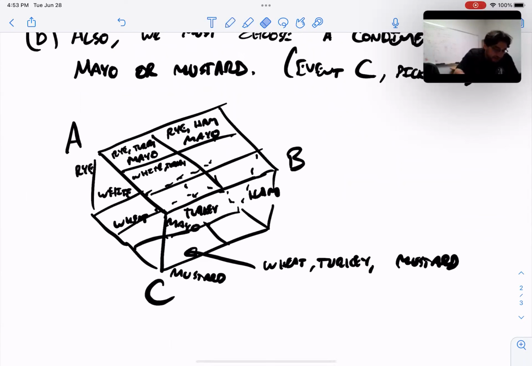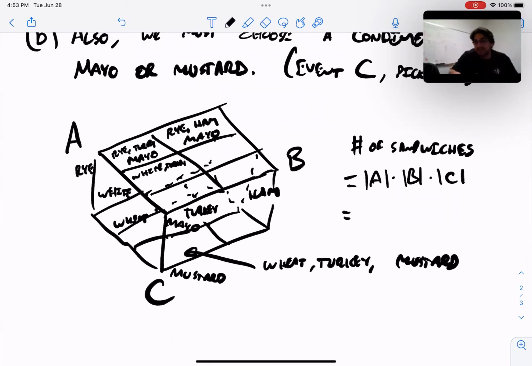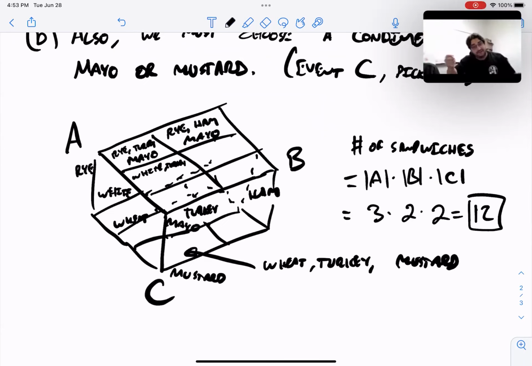Notice though, the number still works just fine. The number of sandwiches, you can extend the fundamental principle of counting by still just multiplying. You can still just say it's the size of A times the size of B times the size of C, because I'm allowed to mix and match the options from A with the options from B, with the options from C in any way I choose. So I get 3 times 2 times 2, so I have 12 different sandwiches. Just like you can multiply 2 events, you can multiply 3 if they're independent.